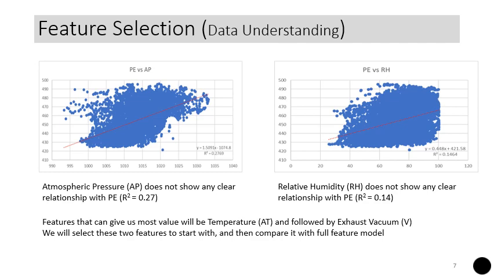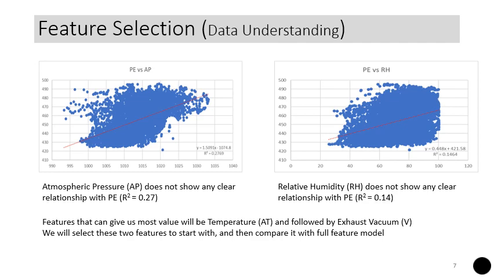The second plot depicts the relationship between energy output and relative humidity. Again, it is visually clear that it has no clear relationship, and this is justified by our low statistical value of R square, which is 0.14.